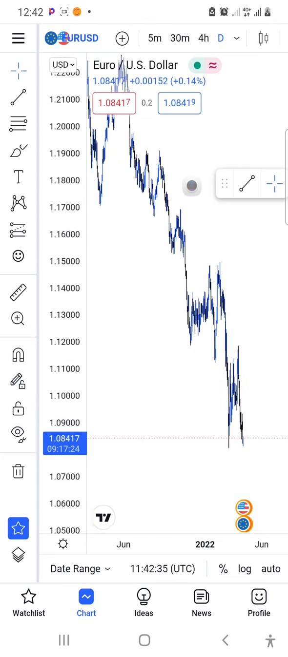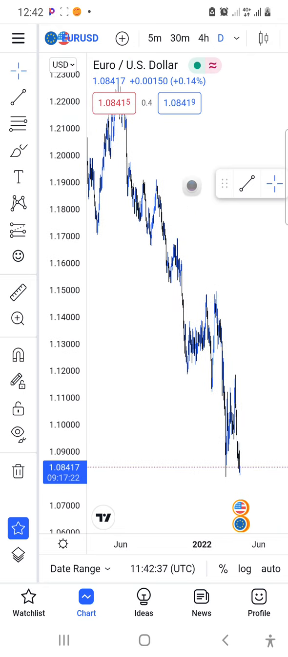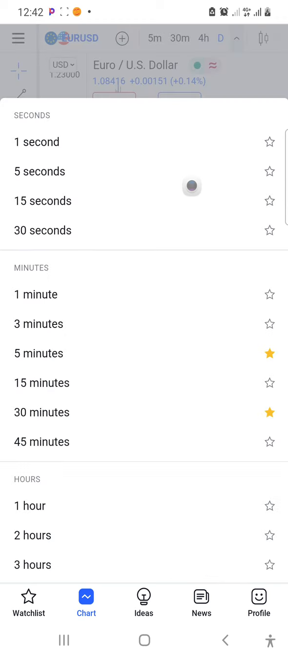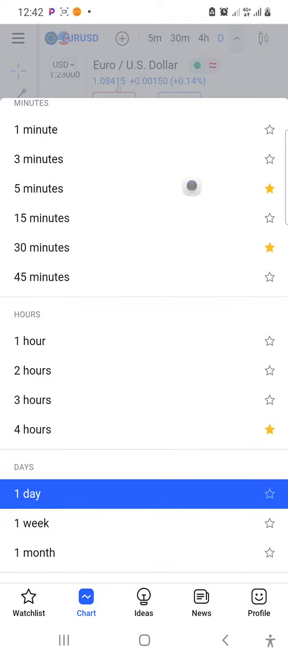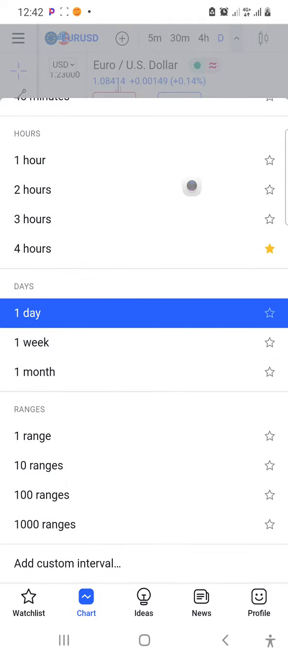Alright, so you can see now we have different time frames. We have the daily, the 1 month, 1 week, 4 hours, 1 hour. So one thing to understand is that the higher the time frame, the lower the movement of price.